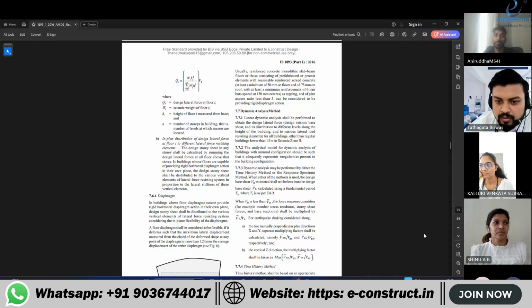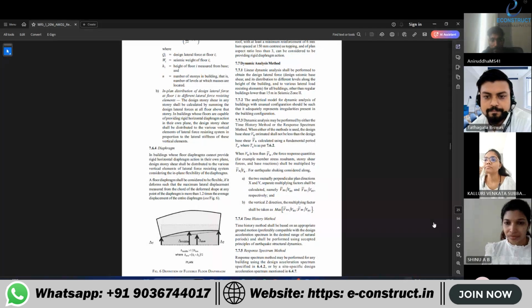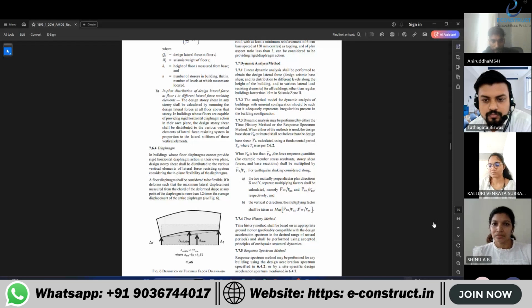Yeah, please proceed. The analytical model for dynamic analysis of buildings with unusual configuration should be such that it adequately represents irregularities present in the building configuration. And dynamic analysis may be performed by either the time history method or the response spectrum method.